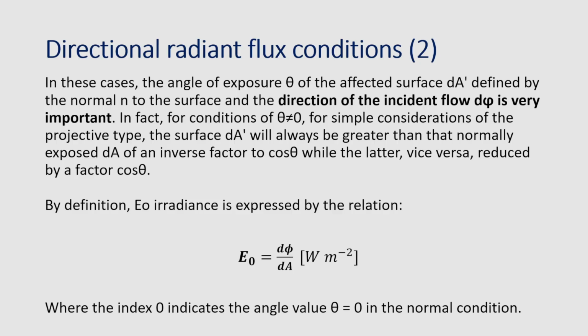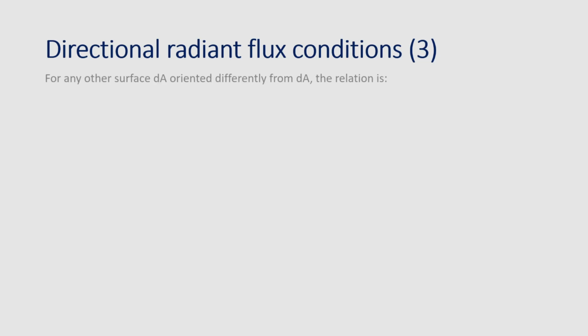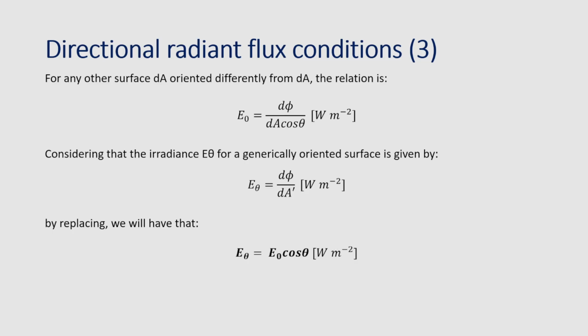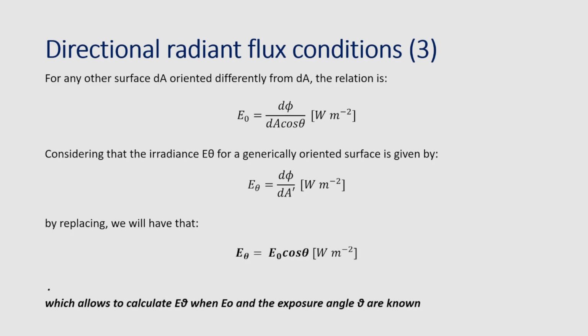By definition, E₀ irradiance is expressed by the relation, where the index 0 indicates the angle value θ equals 0 in the normal condition. Directional radiant flux conditions, 3. For any other surface dA oriented differently from dA₀, the relation is, considering that the irradiance for a generically oriented surface is given by replacing, we will have that, which allows to calculate E when E₀ and the exposure angle θ are known.